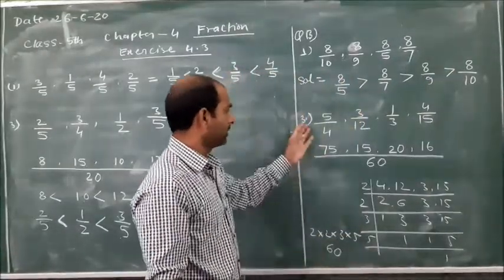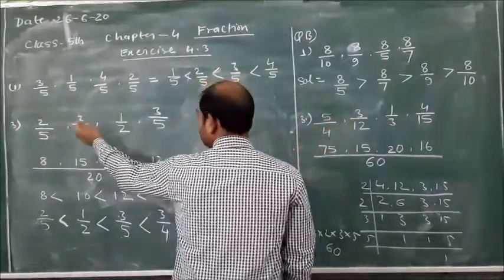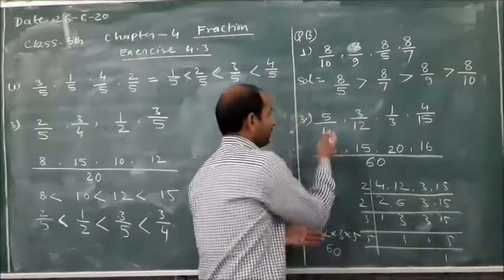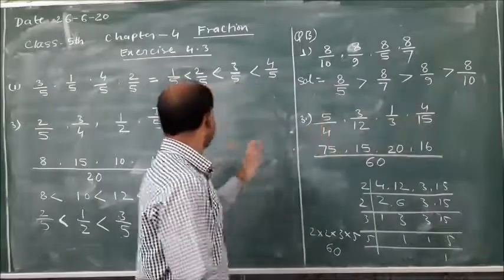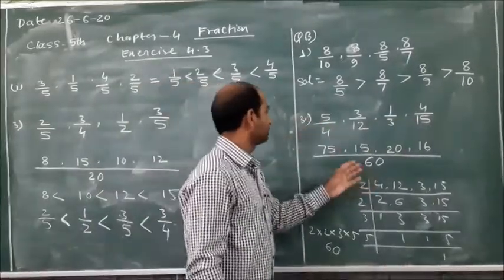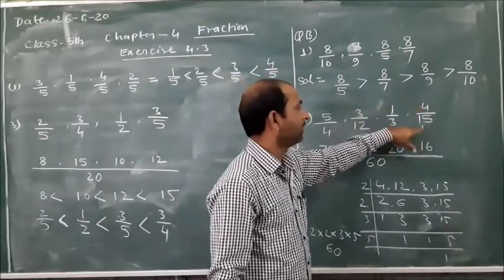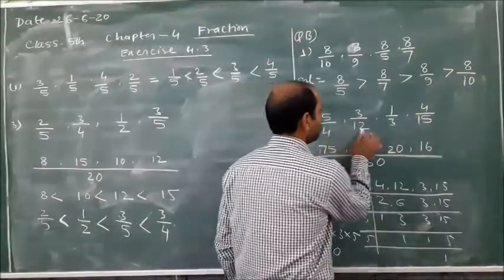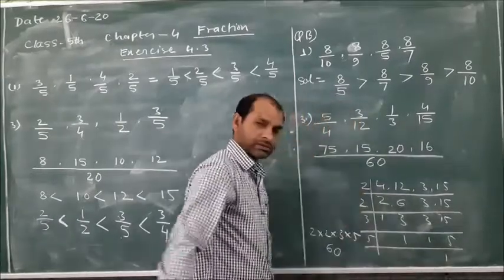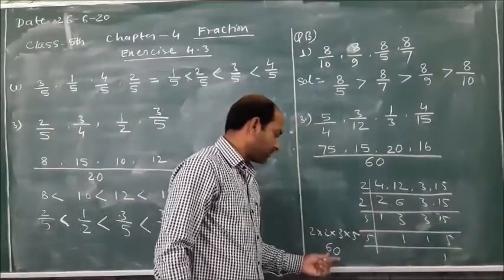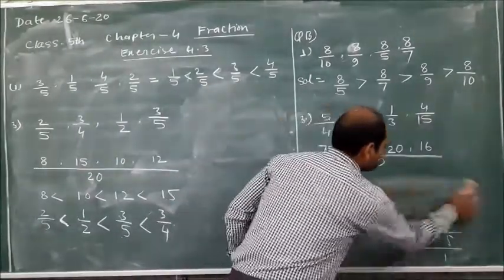Dear students, question number 3. It is just like the question we solved before. This is also the same question, only the numbers are different, but we solve the same way. So 5 upon 4, 3 upon 12, 1 upon 3, 4 upon 5. First we take the LCM of these four denominators, and the LCM of the denominators is equal to 60.